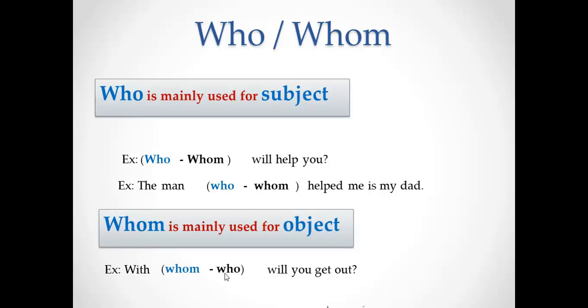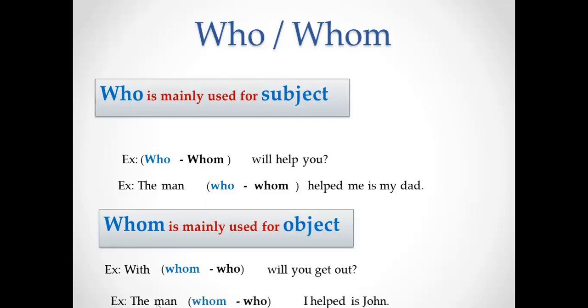Well, if I get confused and cannot differentiate, I'm going to tell you another example. Look at this one. Substitute who and whom with he and him. Whom can be substituted by him and who can be substituted by he. So with him, will you go out? Or with he, will you go out? Of course, here we have a subject, here we have a verb. The missing part is the object.